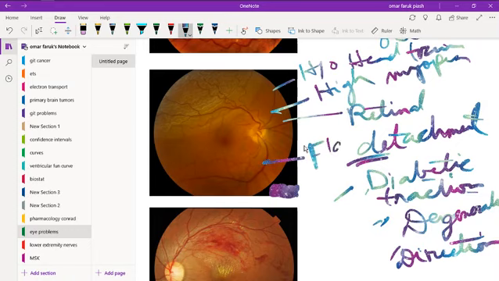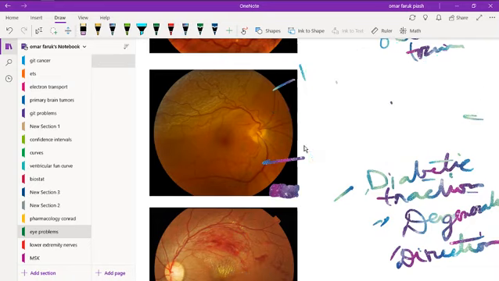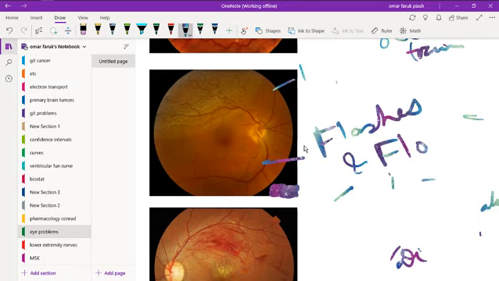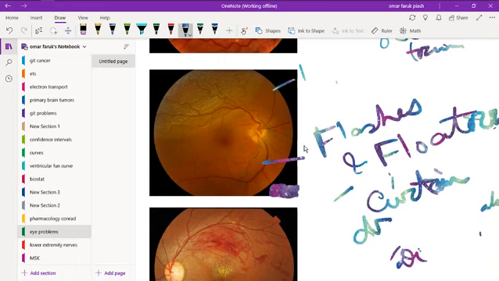Here there are flashes and floaters. And the other thing is that there is a curtain drawn down, eventual monocular loss of vision like a curtain drawn down. Flashes and floaters and curtain drawn down. These are the important two things you have to remember in retinal detachment.